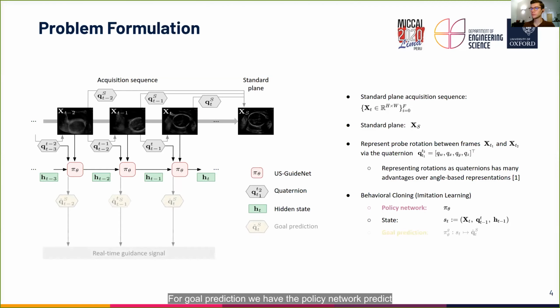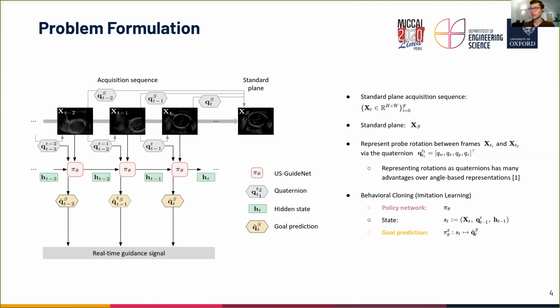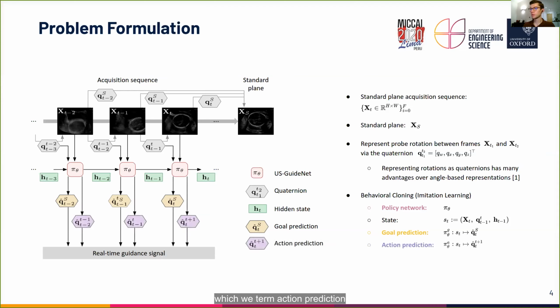For goal prediction, we have the policy network predict the probe rotation from the current video frame XT to the desired standard plane position. This means the network is essentially guessing the position of the standard plane, and this can be turned into a real-time guidance signal. We also explore an additional formulation, which we term action prediction, where the policy network instead predicts the next probe rotation that the sonographer would perform at the current time step.